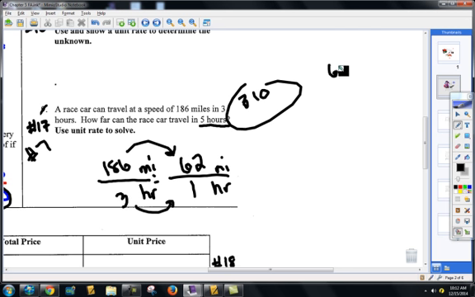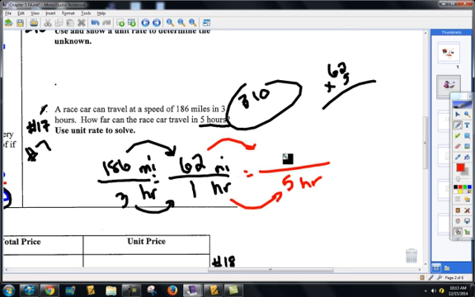Now at this point, you could have just taken 62 and multiplied it by 5 to get your answer. Or the better way would be then to do another proportion and then times 5, times 5. You end up getting 310 miles in 5 hours. But again, I have to see the unit rate. If you did not use it, it is wrong. Okay?